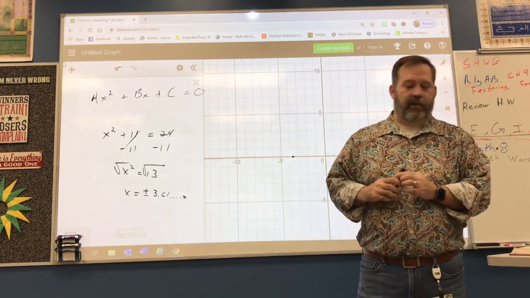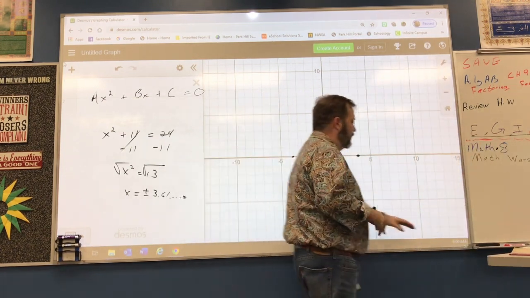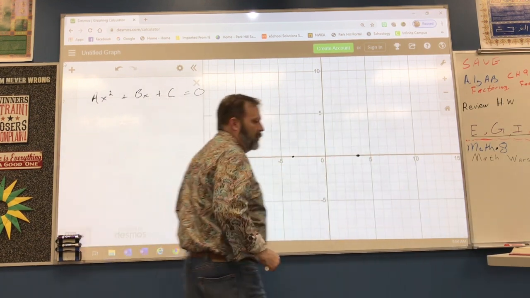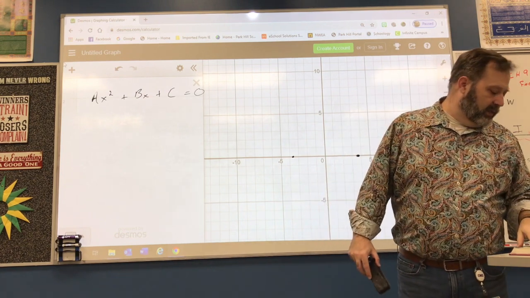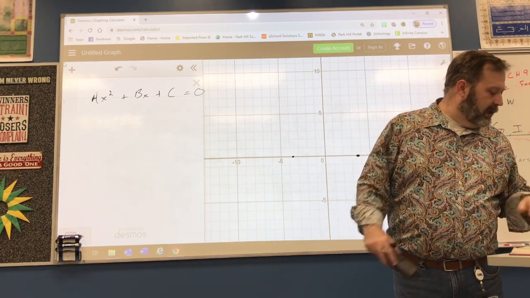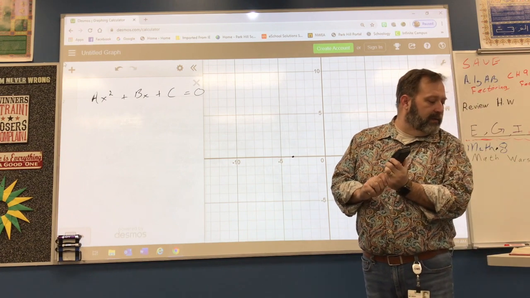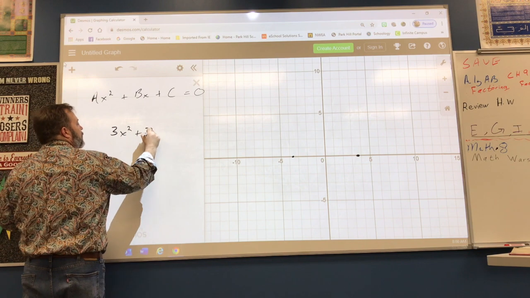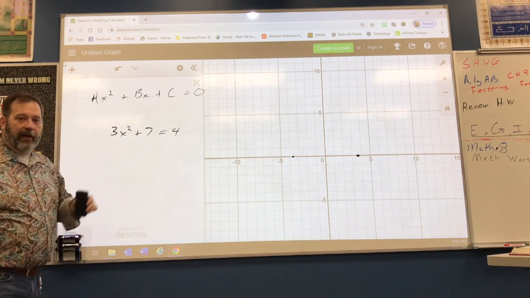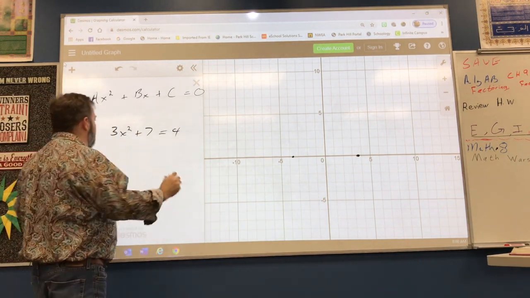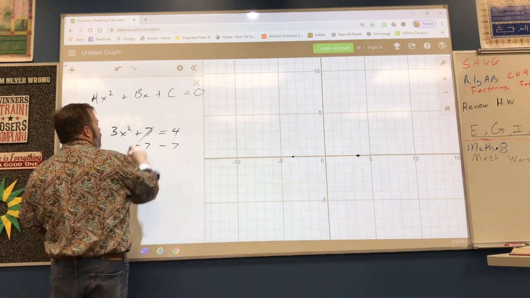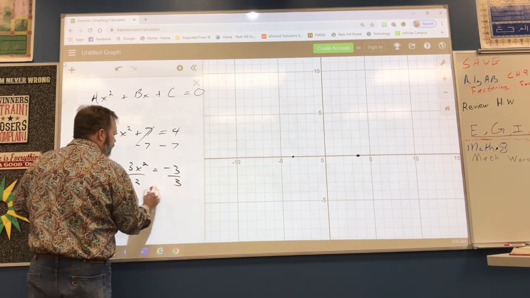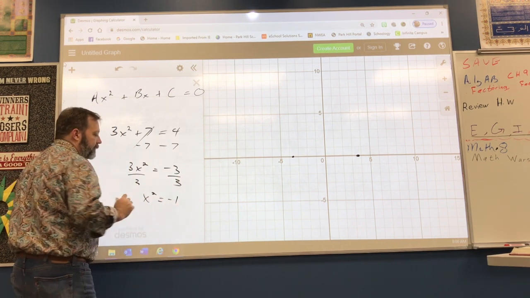Oh, this is a ton of fun. What happens if I get this one? I'm going to throw one more up, and then I'm calling this one done. This is going to be super simple, super easy. Let's say I get 3x squared plus 7 equals 4. Let's start with that one. It starts to solve exactly the way I would want it to. 3x squared equals negative 3. Divide by 3, divide by 3. x squared equals negative 1.